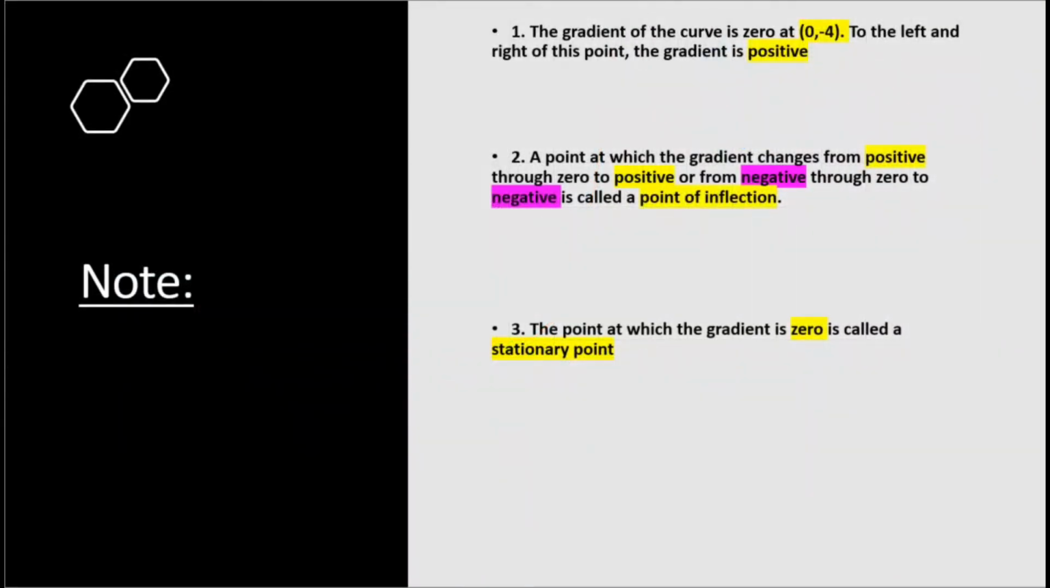Now let's go to something that is very important, a note. Note number 1, it is very important, that the gradient of the curve is 0 at (0, negative 4). Then to the left and to the right of this point, the gradient is positive. Note number 2, a point at which the gradient changes from positive through 0 to positive, or from negative through 0 to negative, is called a point of inflection. Then note 3, the point at which the gradient is 0 is called a stationary point.